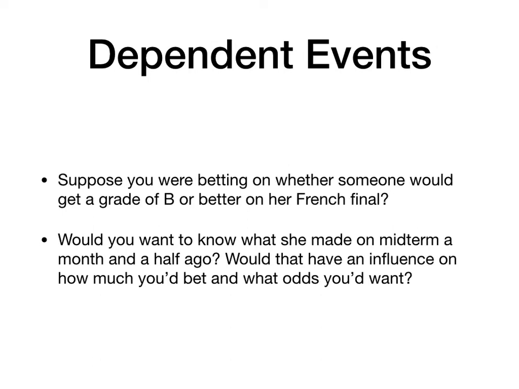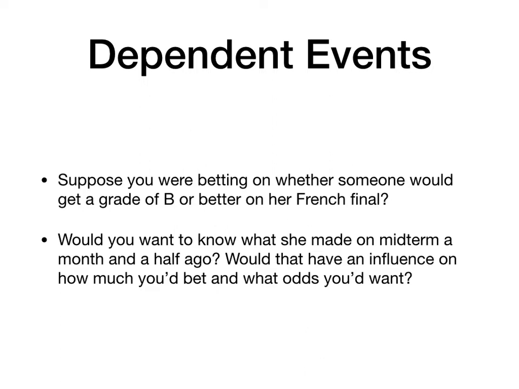Now suppose you were betting on whether someone would get a grade of B or better on her French final. I don't know why you would be betting on this, but if you were, just imagine you had to bet on it. What would your initial odds be? Whatever you think the chances of just a random person passing would be. Let's say you think, not just passing, but getting a B or better, let's say you think they're like 40%, right? Just random person, random French class.